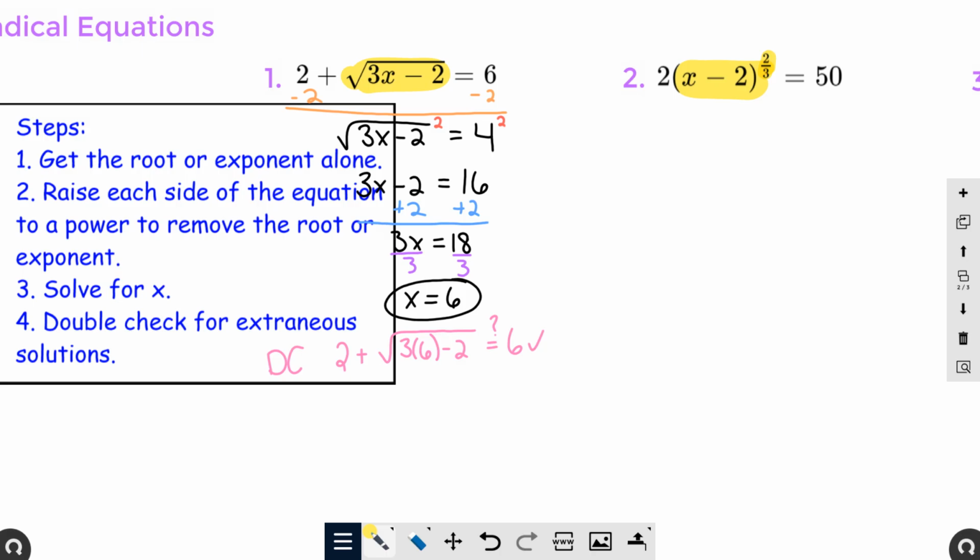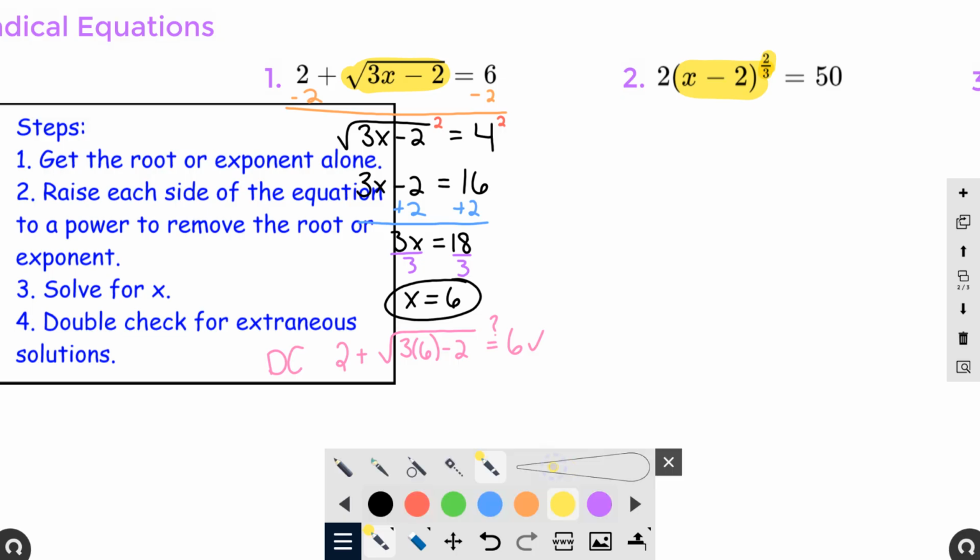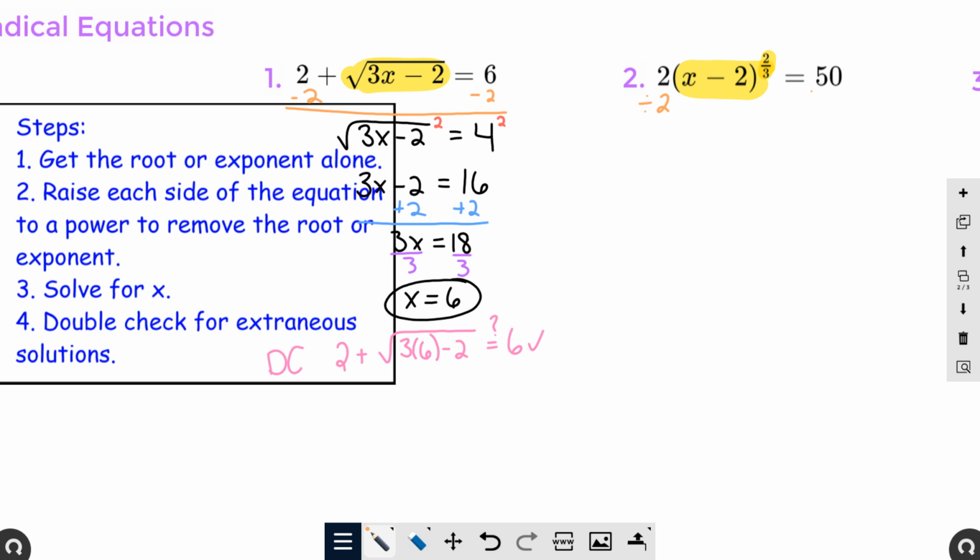So there's a 2 in front. We got to get rid of that 2. How do we get rid of that 2 now? We're going to divide by 2 because that 2 is multiplying, so we divide both sides to get rid of it. So 50 divided by 2 is 25. Now we have that part by itself, the parenthesis and exponent.